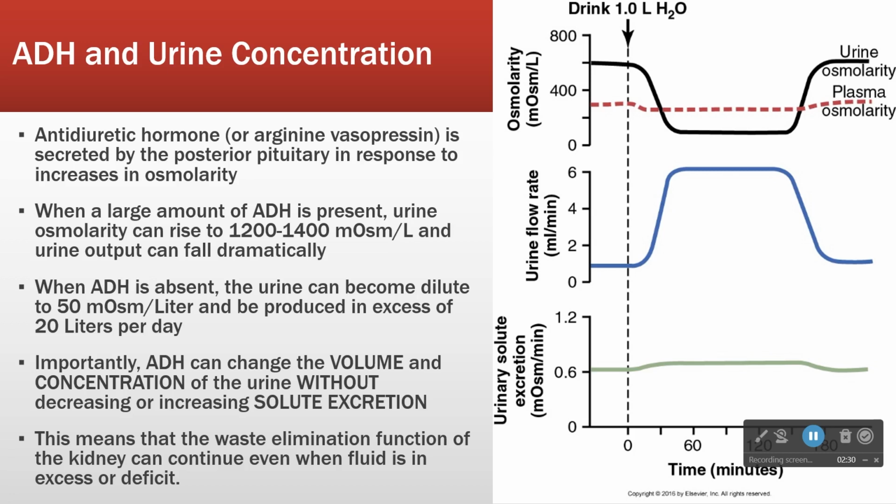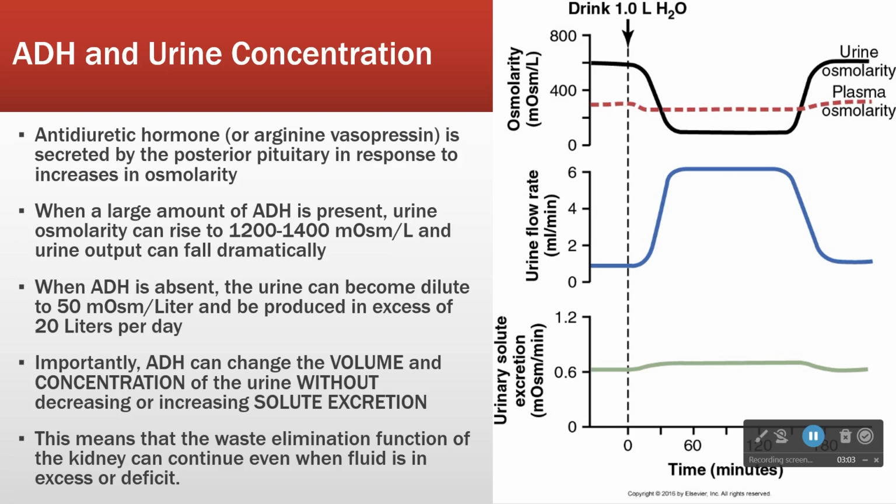So here we are sitting at a normal osmolarity, up here at 500, let's say, and a normal urine flow rate, normal amount of urinary solute excretion. So time is along the x-axis. This is how much solute we are putting out. This is how much urine volume we are putting out per minute. And then this is the osmolarity. So we have a challenge. We drink a liter of free water.